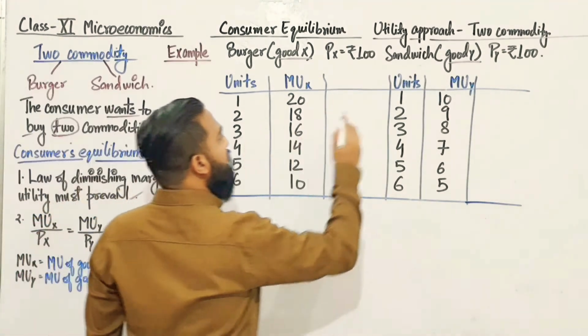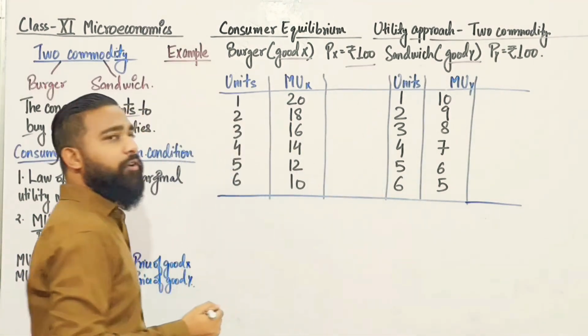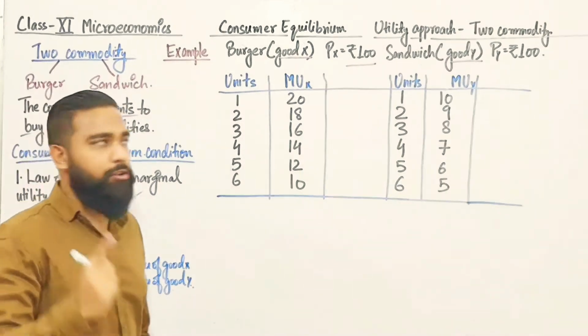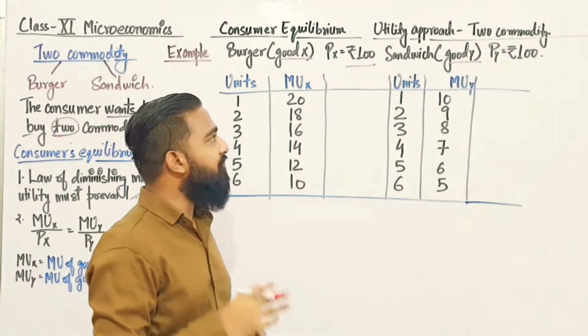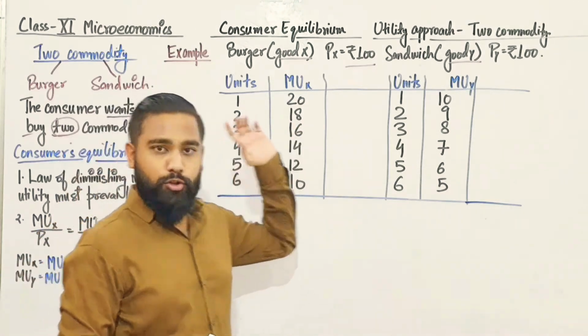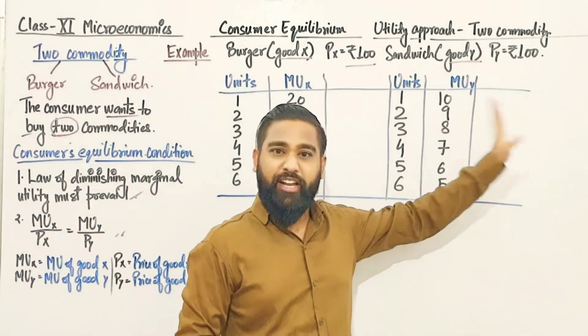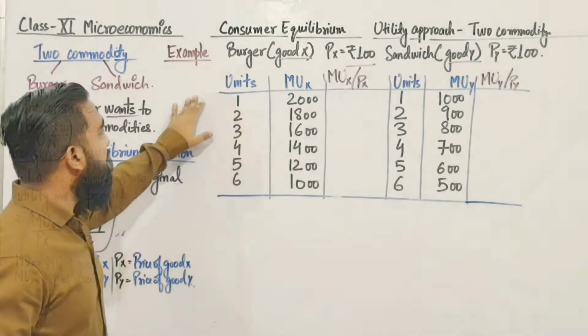Now, the price of one unit of burger is rupees 100. Yes, very expensive burger, KFC burger. Sandwich is also rupees 100. Very expensive sandwich also. Fine.